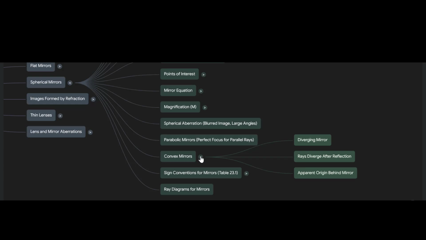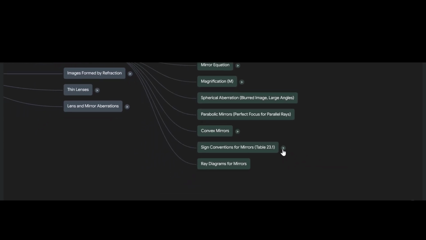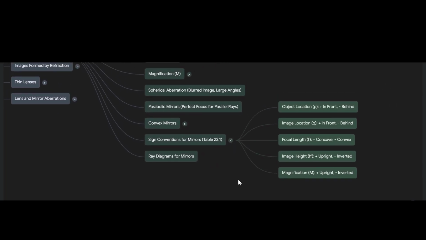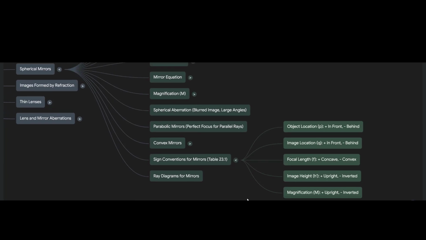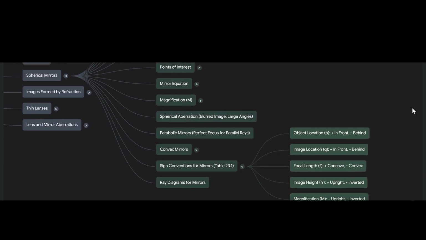Yes. They tell us things like object distance P is usually positive if it's in front of the mirror. Image distance Q is positive for real images in front and negative for virtual images behind. Focal length F is positive for converging concave mirrors, negative for diverging convex. Image height H prime is positive if upright, negative if inverted. And magnification M follows that: positive for upright, negative for inverted. You got it. Sticking to these conventions is crucial for the equations to give you the right answers that match reality. It's like the grammar of optics math. Okay, got to remember those sign rules.